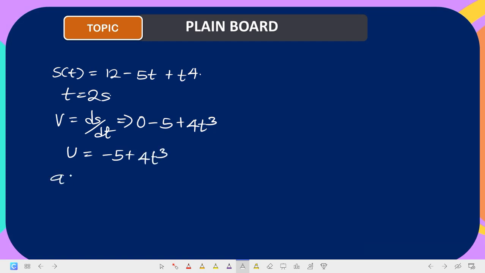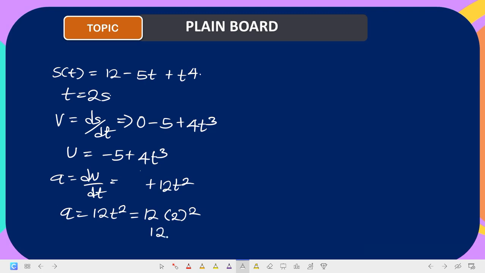Now, to get your acceleration, a is dv all over dt, which equals minus 5 plus 4t raised to the power of 3, differentiated, is the same thing as 12t squared. Now, if you differentiate minus 5, this will give us 0. Okay? And then your a would be equal to 12t squared, which equals 12 bracket 2 squared. 2 squared is what? 4. 12 times 4 is what? 48. Now the unit will be meter per second squared.